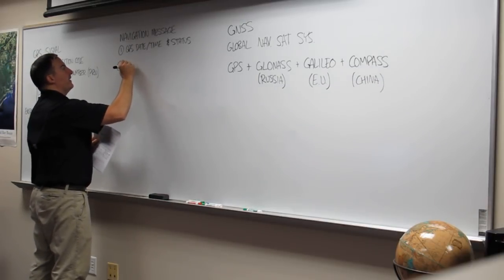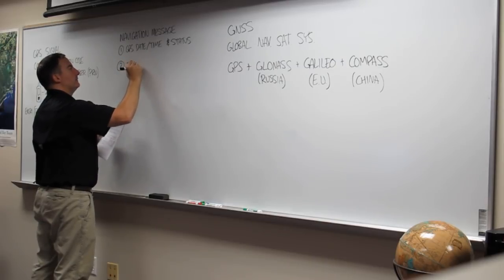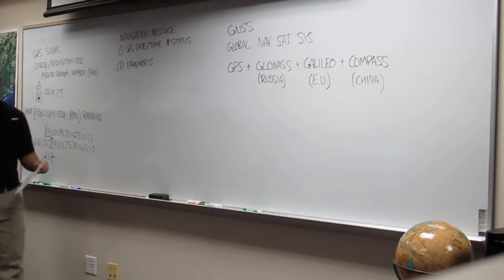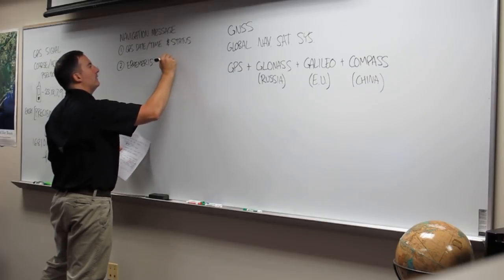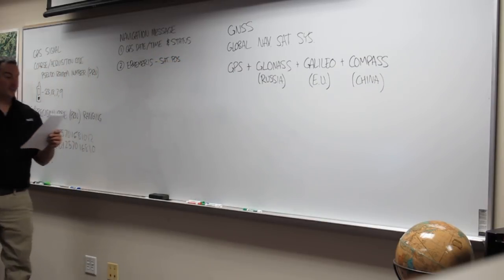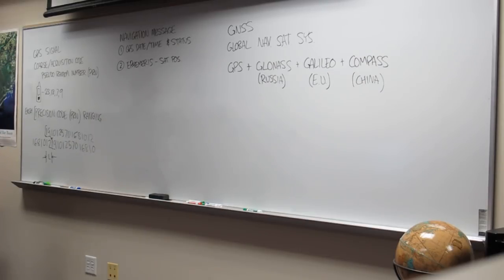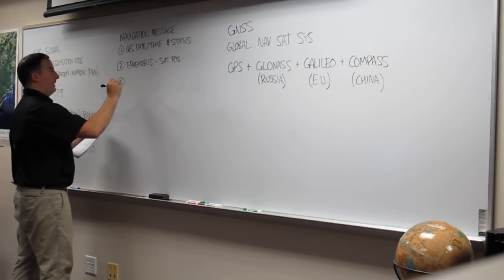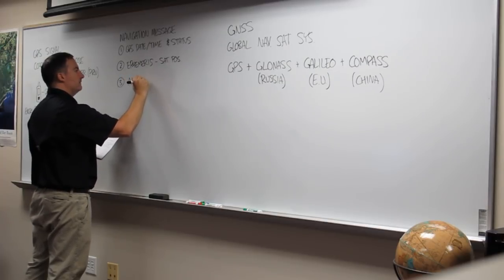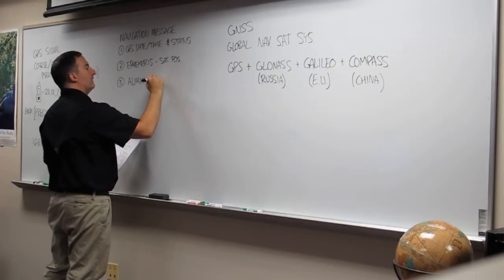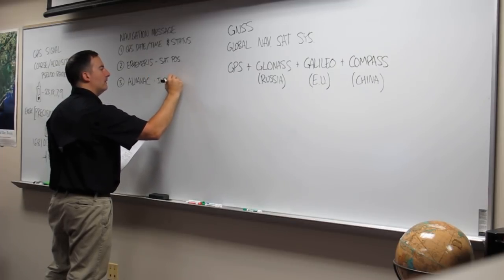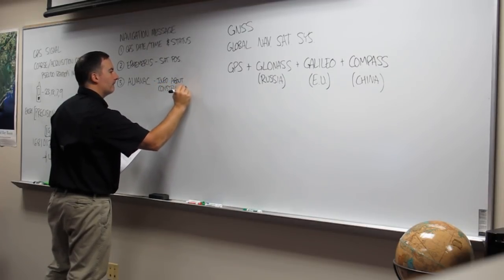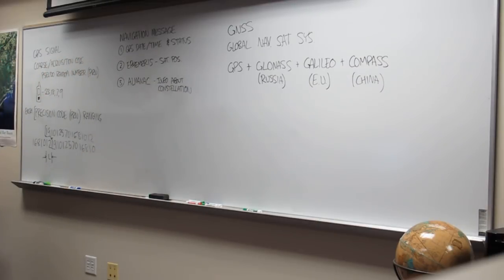The second component is what's known as the ephemeris data. This is used to compute the satellite position. And the third is known as the almanac. That contains information about the constellation itself.